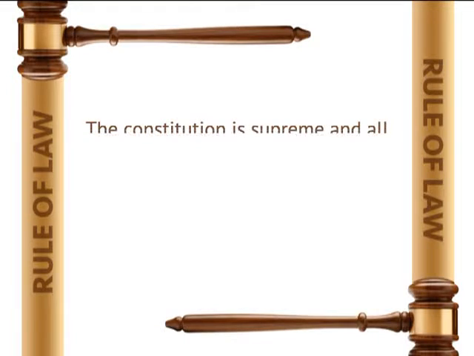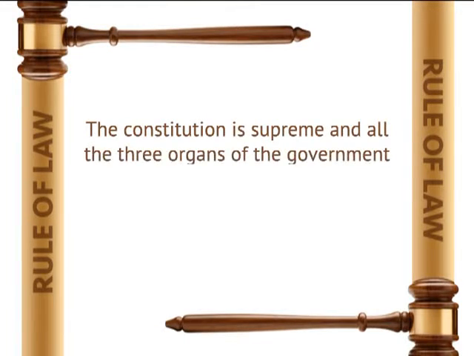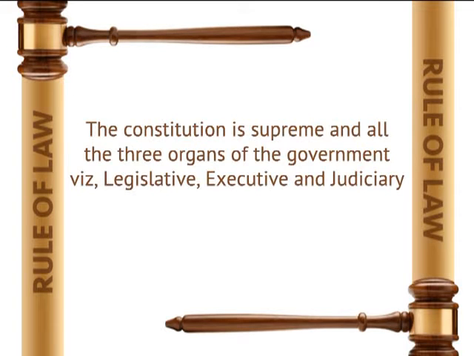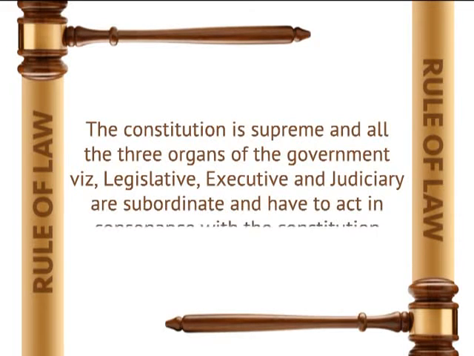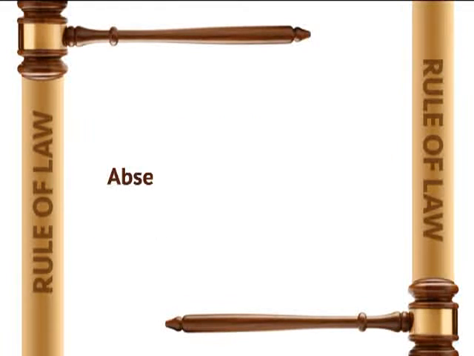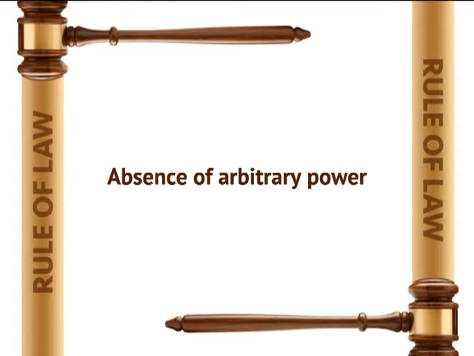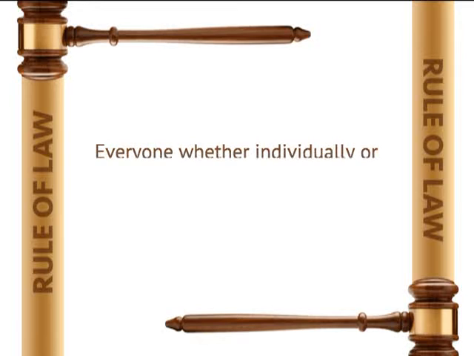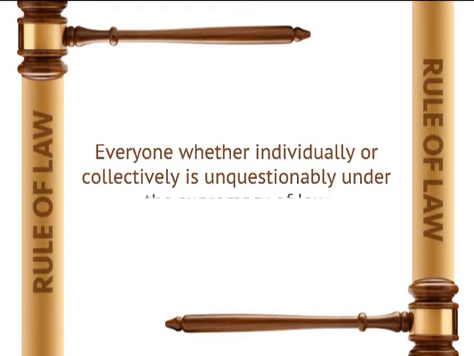In Part 3 of the Constitution, these concepts are enshrined as fundamental rights and are made enforceable. The Constitution is supreme, and all other organs of the government, which are legislative, executive, and judiciary, are subordinate and have to act in consonance with the Constitution. Absence of arbitrary power is the first essential of rule of law, upon which our whole constitutional system is based. Everyone, whether individually or collectively, is unquestionably under the supremacy of law.